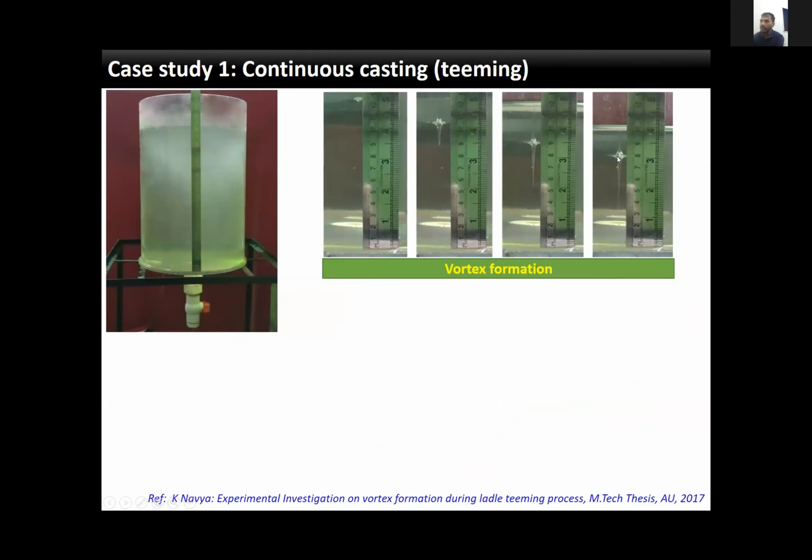So what is happening here is basically it is entrapping the overlying phase. The overlying phase here is nothing but air. Air is getting entrapped. If oil is there, then oil will be carried over along with the liquid steel stream or this water stream. So this thing we have basically studied.